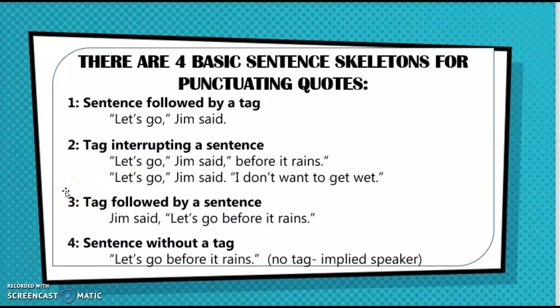The third one you're going to see is a tag followed by a sentence. I say who the speaker is first. So Jim said, comma, "Let's go before it rains," end quote. Again, my punctuation is inside the quotation marks. And the last one is one that doesn't have a tag. I could just say, "Let's go before it rains." There doesn't need to be a tag if the speaker is implied, which occasionally you will come across. Okay, so we're going to look through each of these and do some practice here.